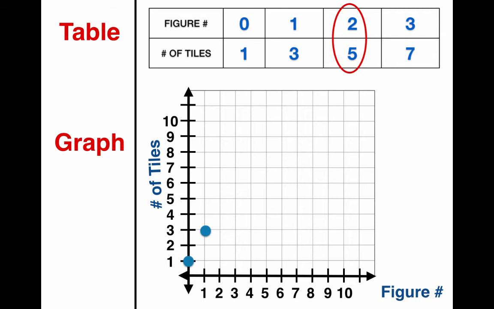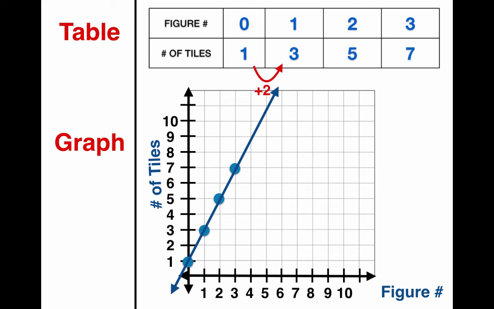Then we're going to graph 2, 5. So we go to 2, up to 5, place our point. And then we're going to graph the last one, which is at 3, 7. So we go to 3, up to 7, and we've got our last point. Now look at that. We have a nice looking graph, and what do all those points do? They make a straight line. Grab your ruler and connect them. They go on a very straight line.